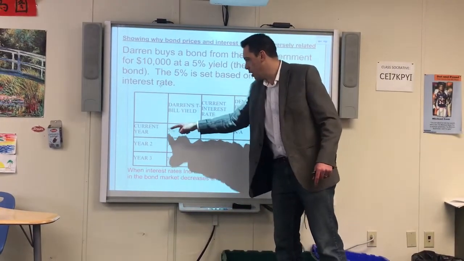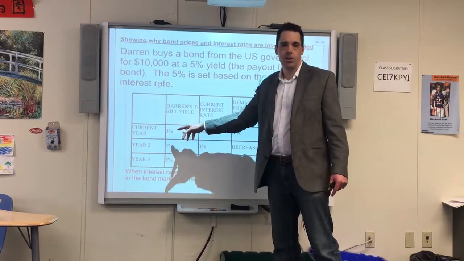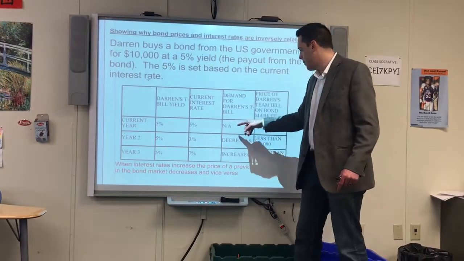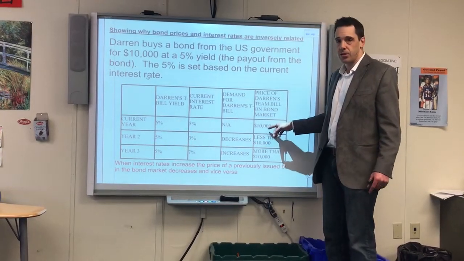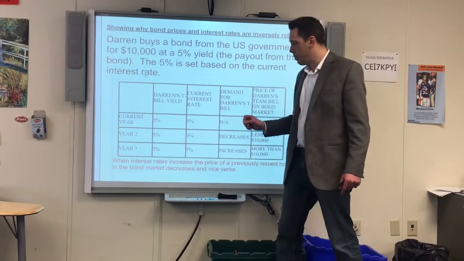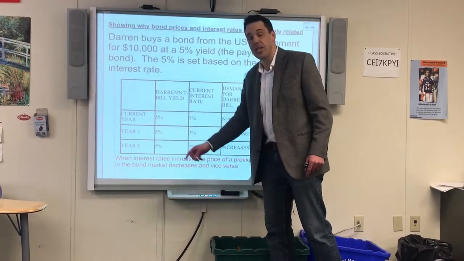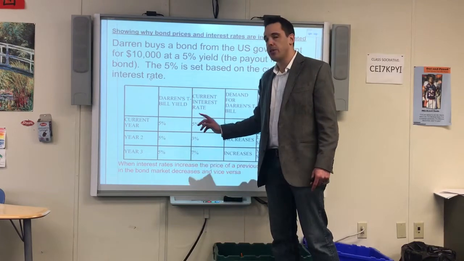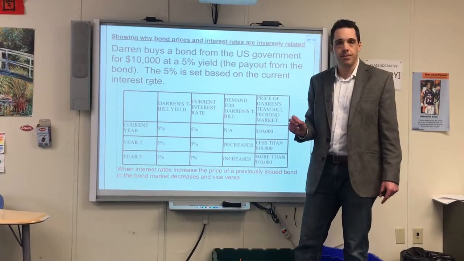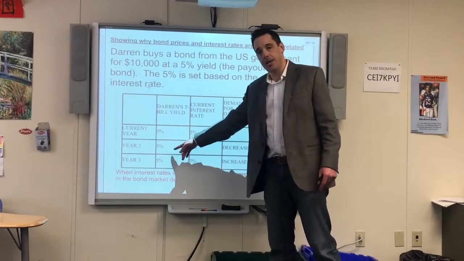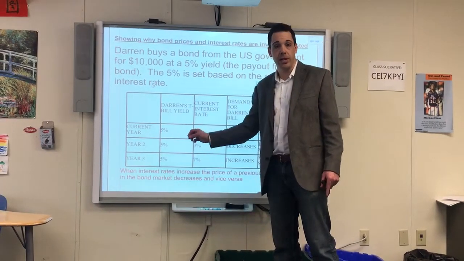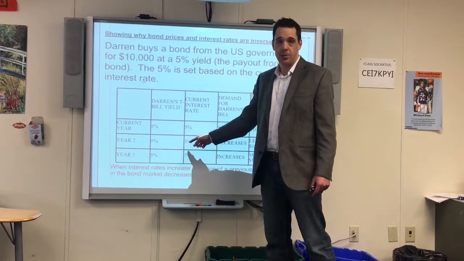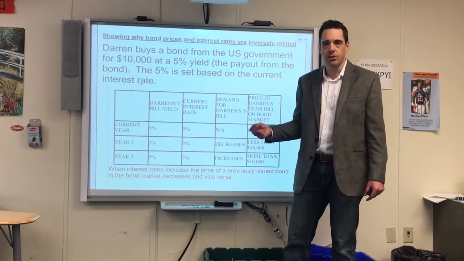So in the first year, Darren gets a T-bill, Treasury bill. It's 5% because the interest rate's 5%, and he spent $10,000. In year 2, his interest rate is still 5% because it always is. But let's say the interest rates in the United States drop to 3%. That means his bond is paying out $500 every year, which is 5% of 10,000. But the current bonds being issued are only paying out $300.